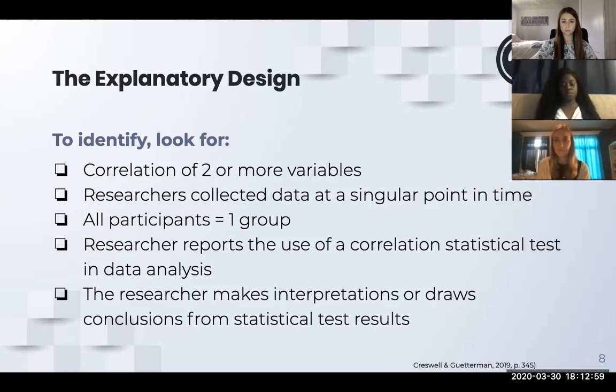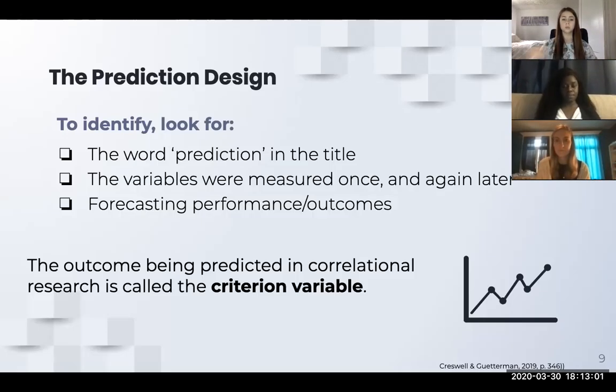Now we're going to look at prediction. The prediction design, you're going to look for, voila, the word prediction in the title. You're going to look at the variables being measured once and then again later, and then forecasting or performance of outcomes within the study. So for example, you can predict a teacher's success in schools with the amount of experience that they have teaching. The outcome being predicted in correlational research is called the criterion variable.